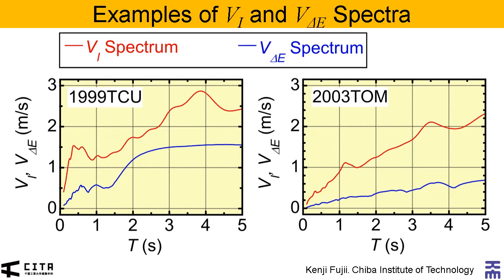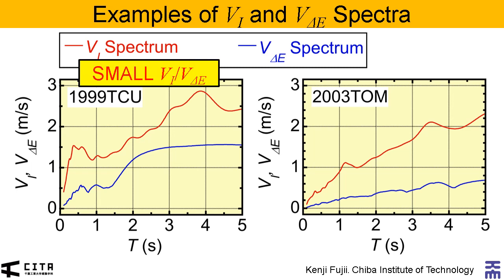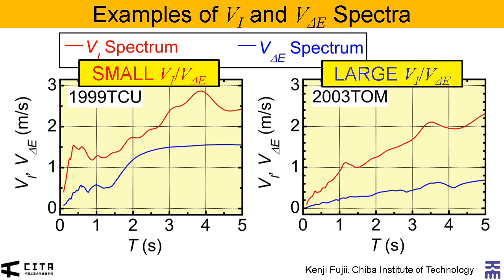This figure shows the linear bidirectional VI and V delta E spectra of two ground motion records with 10% viscous damping. The spectra of 1999 TCU are shown in the left, while those of 2003 TOM are shown in the right. This figure indicates that the ratio Vi over V delta E is small in case of 1999 TCU. In addition, the Vi over V delta E is larger in case of 2003 TOM.